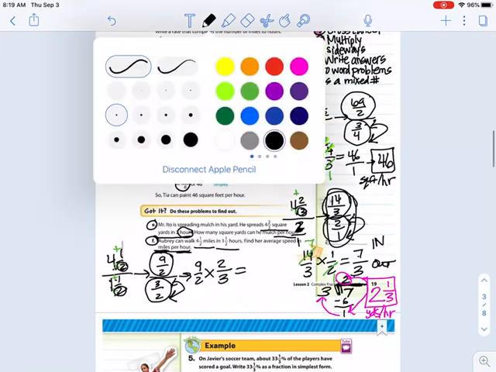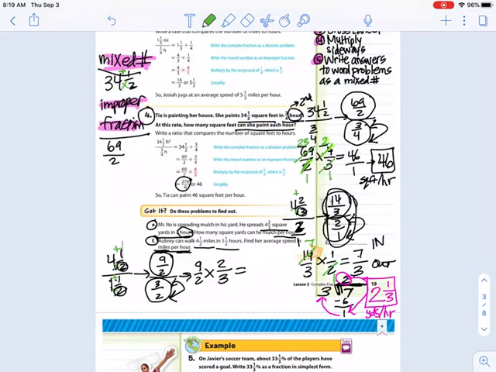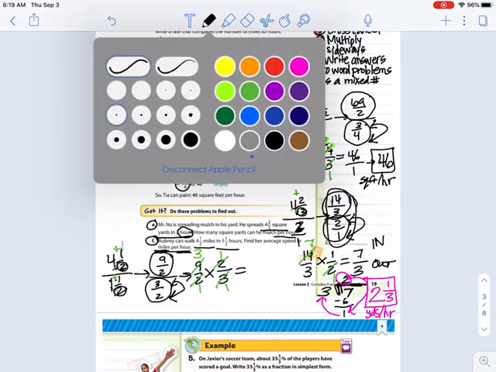Step 3 is to cross cancel. And I see some things I could cross cancel here. So 2 and 2, I can divide each of those by 2 and they each become 1. 3 and 9, I can divide each by 3. So 3 divided by 3 is 1. 9 divided by 3 is 3. I don't see anywhere else I could cross cancel.